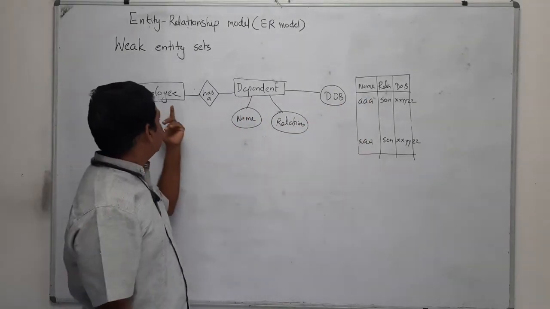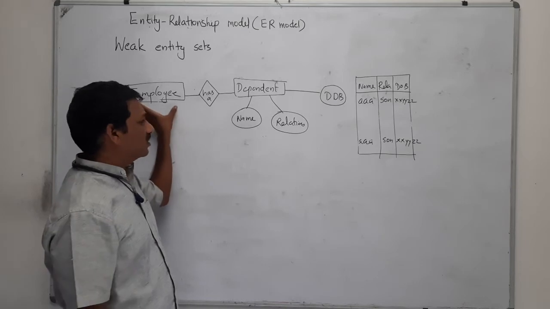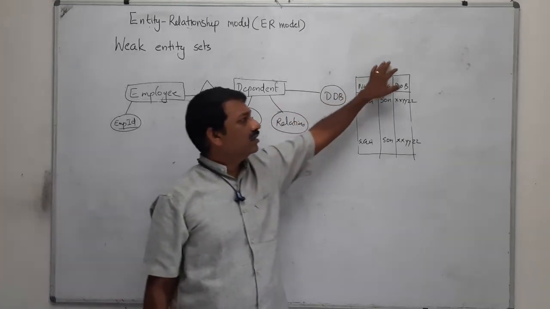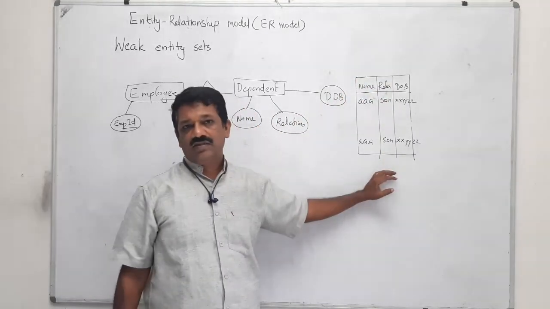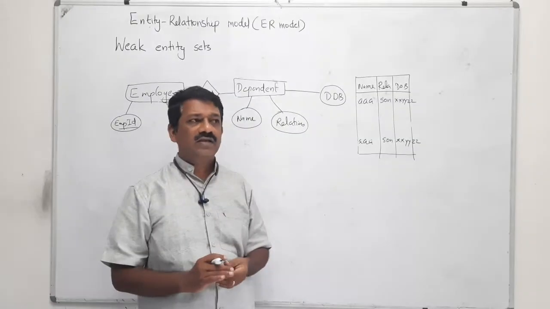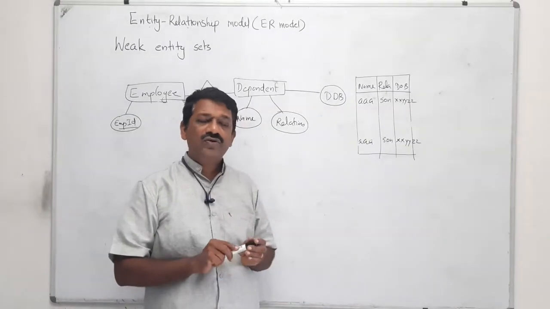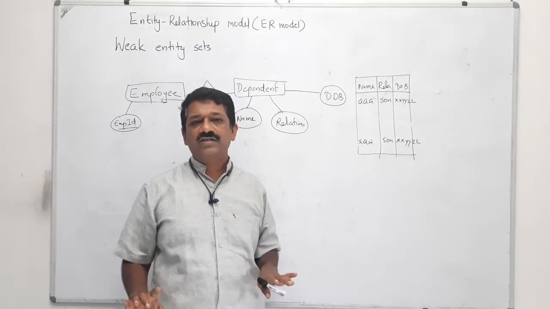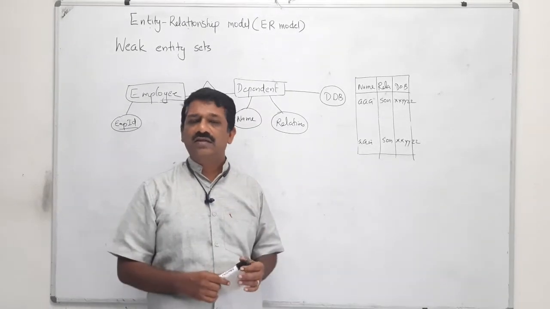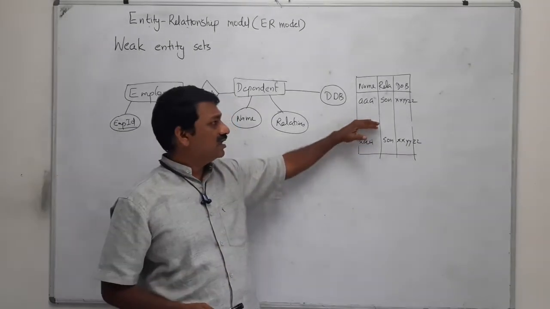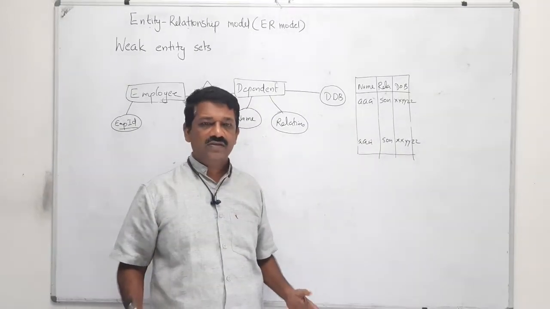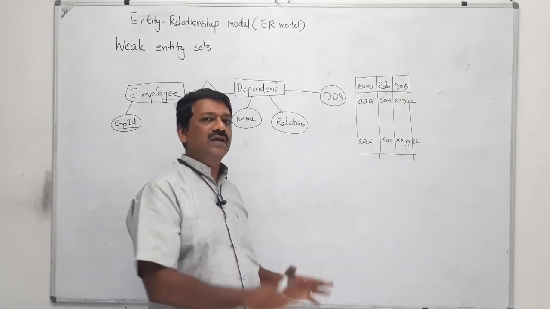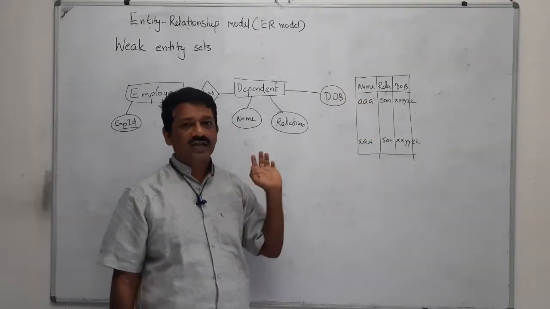That means without this employee entity, this cannot exist. A weak entity set means you are not able to distinguish between different tuples in that relationship without another entity. This entity as such is not existing on its own; it is dependent on some other entity. That's why we call it a weak entity.